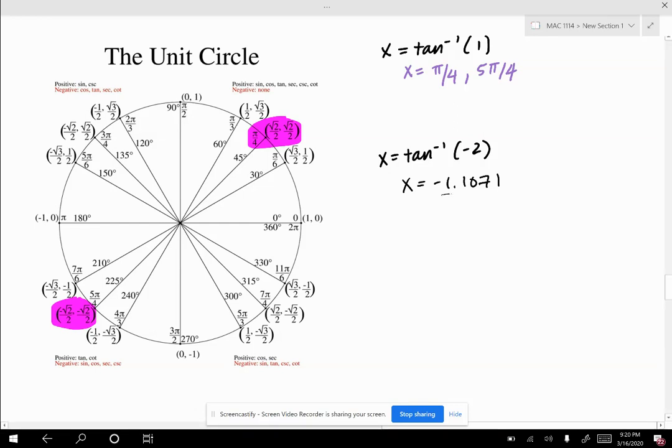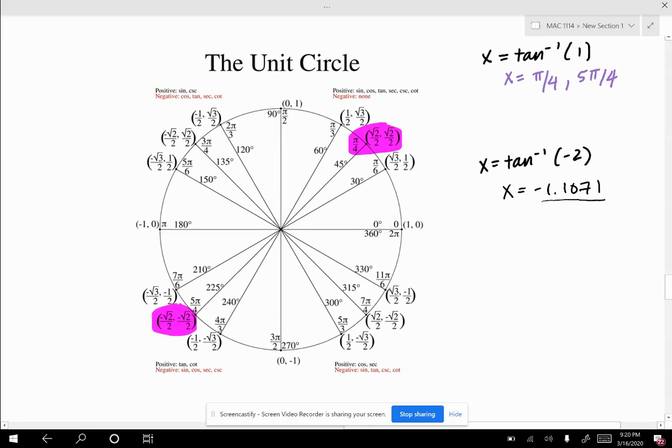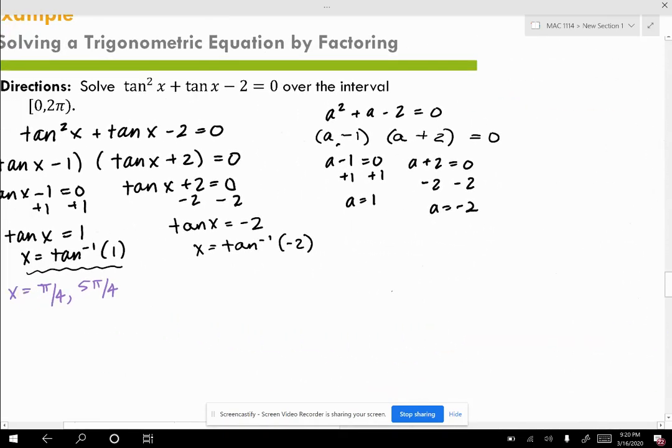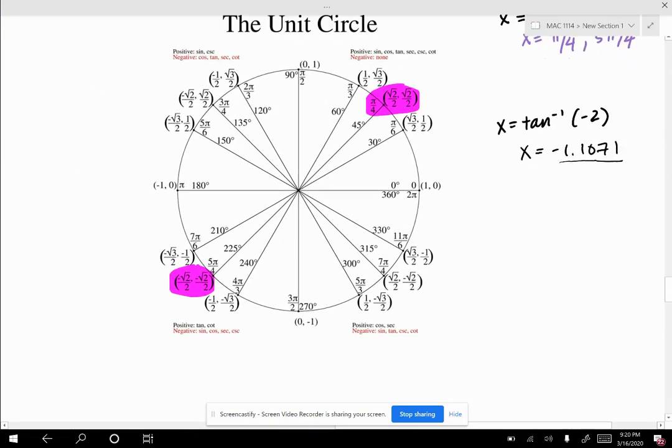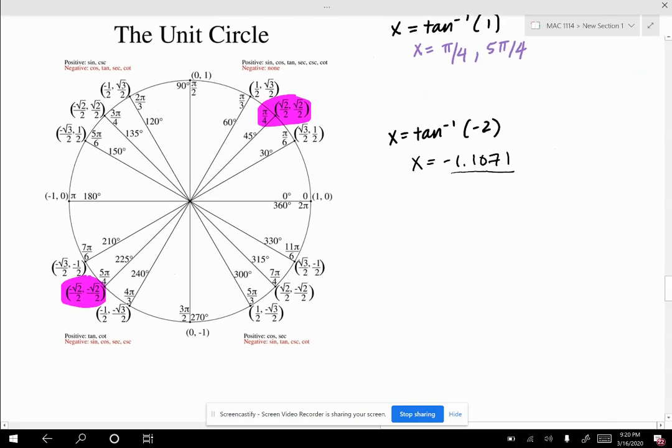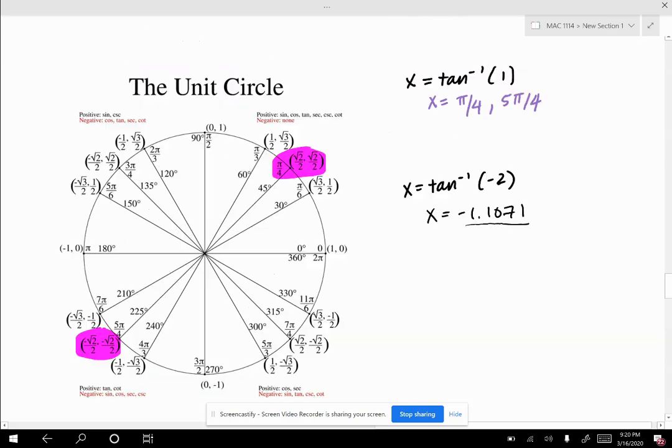So the answer that we got is negative, okay? If you remember back to the interval they gave us for the solutions, the interval was positive. It was from 0 to 2 pi, which means whatever angles we give them have to be positive angles and they have to be in radians. So I've got an issue because this one is negative, all right?